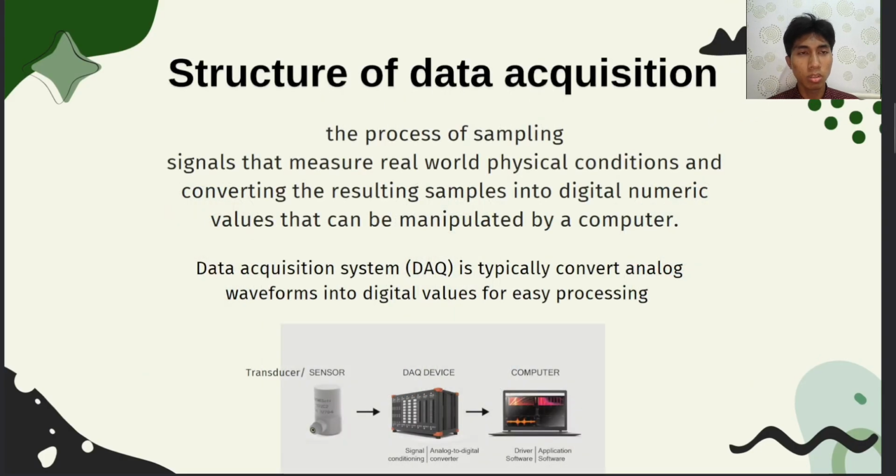So first of all, what is the structure of data acquisition? Data acquisition is the process of sampling signals that measure real-world physical conditions and converting the resulting samples into digital values, such as 0 and 1, that can be manipulated by a computer. A data acquisition system typically converts analog waveforms into digital values for easy processing.